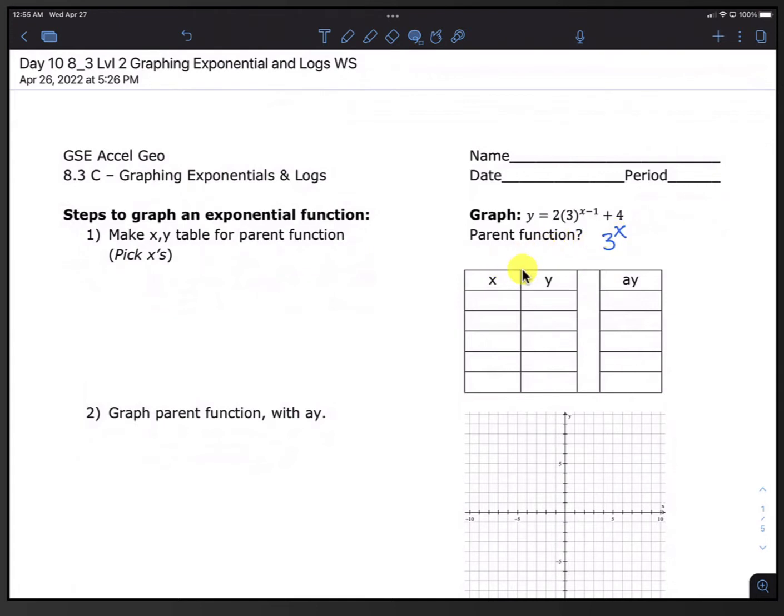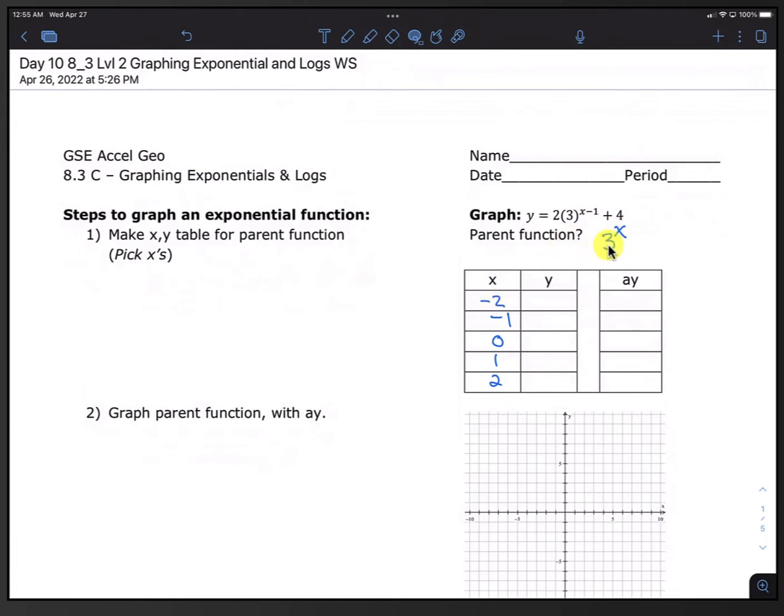So let's graph this by making a table first. In the table, we're going to choose our x values. We can choose our x values when it is an exponential. So the x values will go from -2 to +2. And then we'll just plug in each one of the x values into the equation to get y.